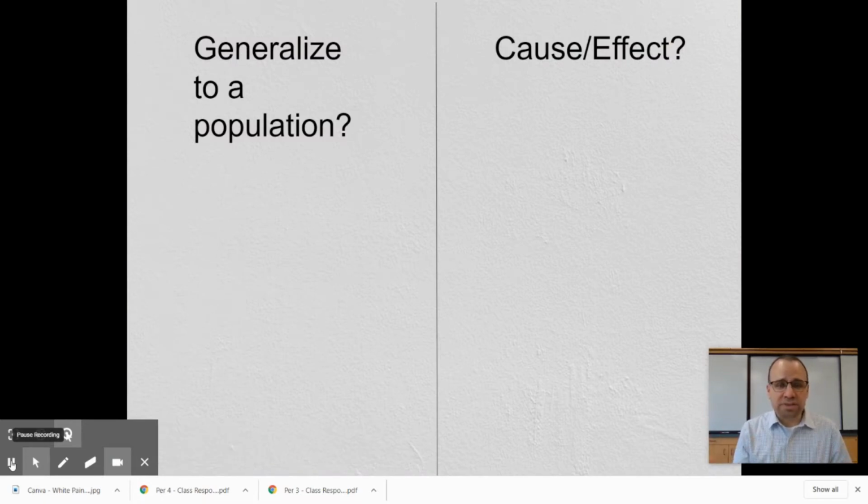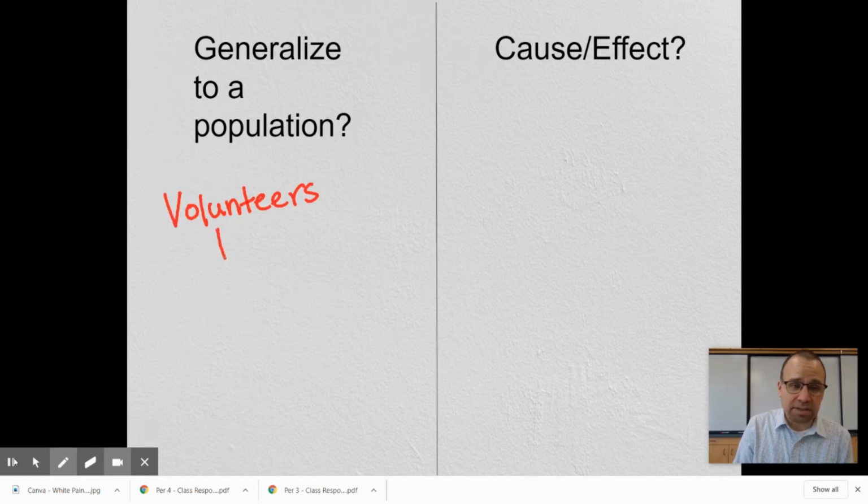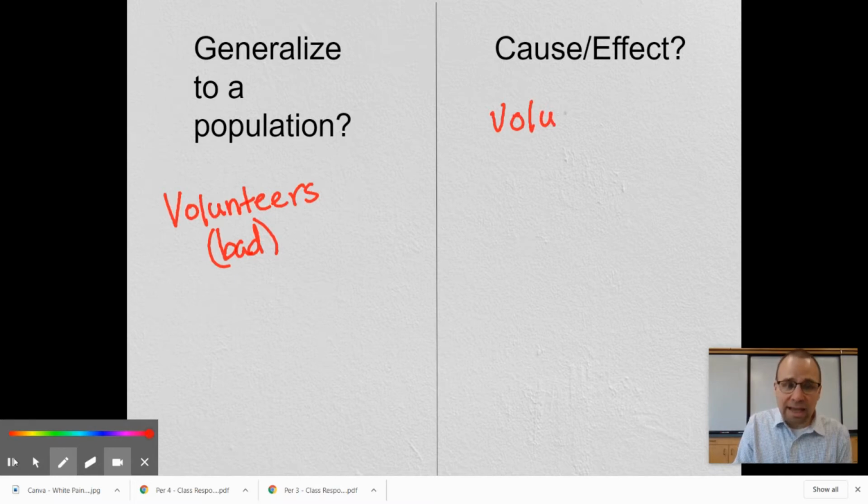Are we trying to do a study where we're trying to generalize the results to a population, or are we trying to establish cause and effect? One of the first things we talked about was volunteers. And volunteers, when you're trying to generalize to a population, is bad. Volunteers bad for generalizing to a population. However, when we're trying to show cause and effect, and especially with experiments involving people, volunteers are okay, because usually that's all you have to go off of.